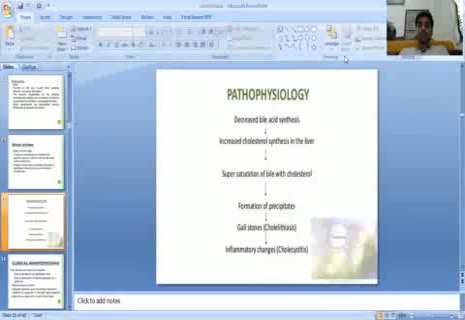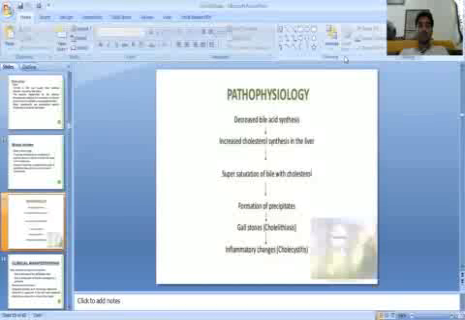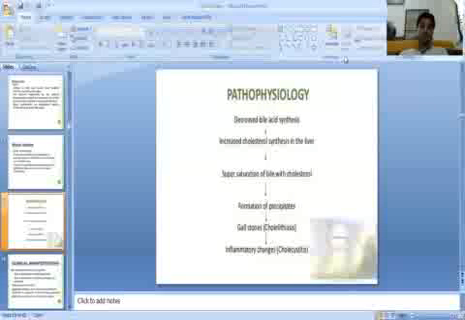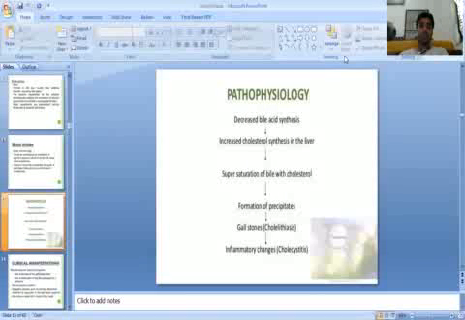In previous class, we discussed the definition and classification of cholelithiasis. In today's class, we will discuss the pathophysiology of gallstones.